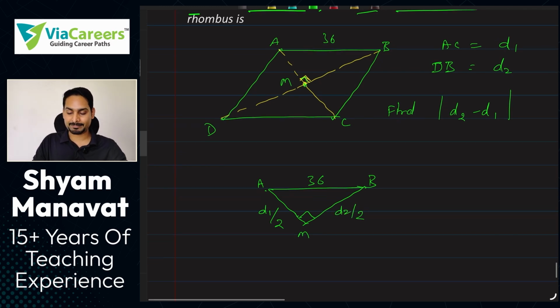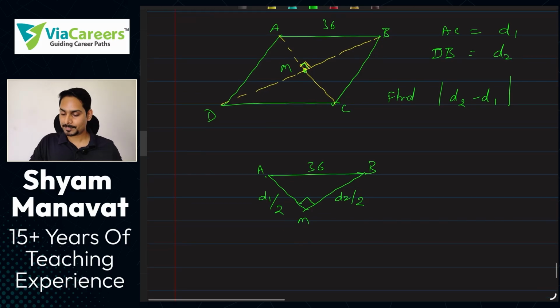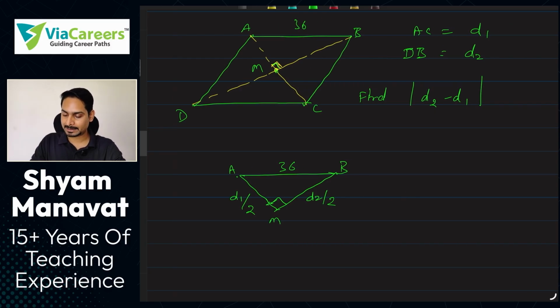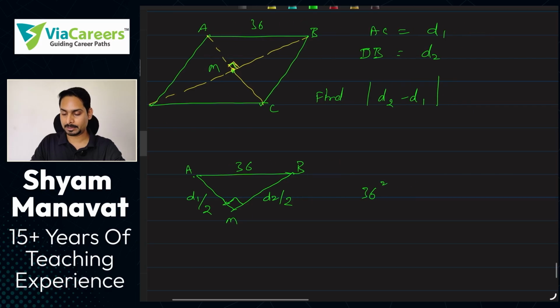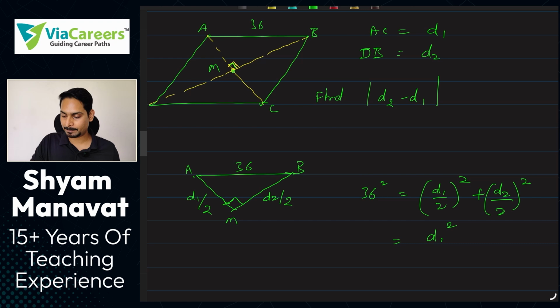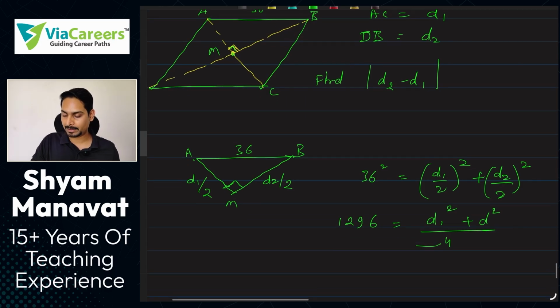Now, before we find the area, let's see if we can apply the Pythagoras theorem, because this is a right angle triangle. We can say here 36, which is opposite to the 90 degrees, the hypotenuse, is equal to (D1 by 2) whole square plus (D2 by 2) whole square, right? What you get here is D1 square plus D2 square over the common denominator 4. That is 36 square. So 36 square is 1296.